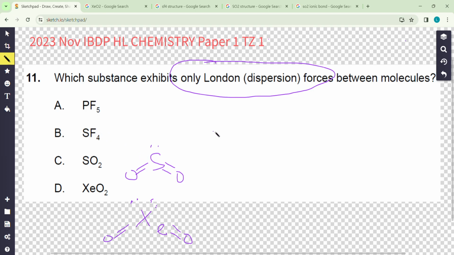SF4 is also a polar molecule. It's connected with 4 F and it has one lone pair. So it's also a polar molecule.